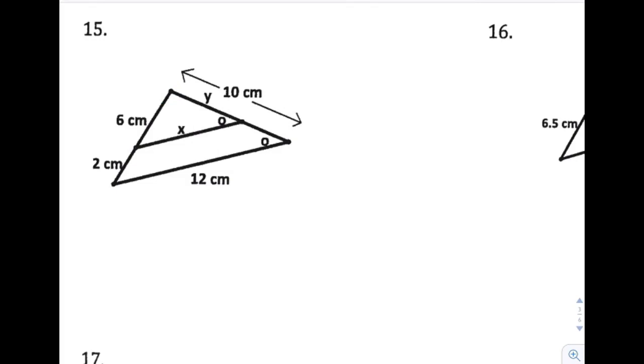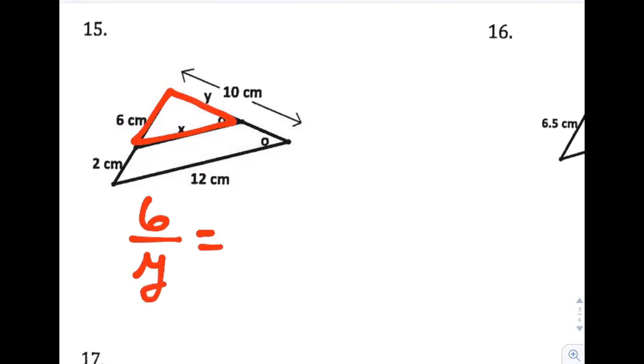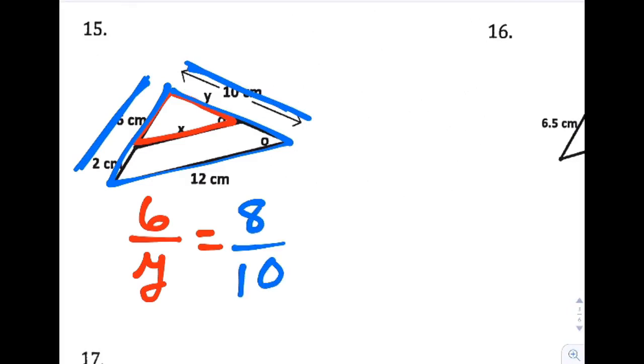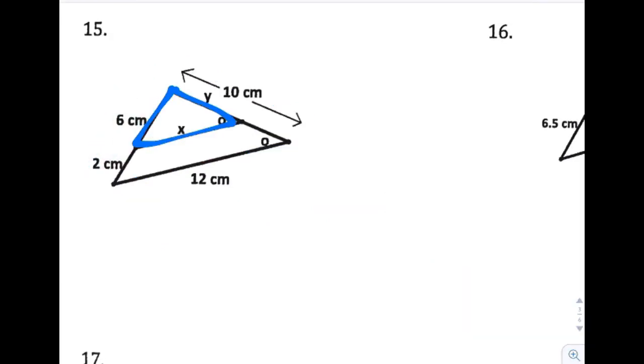So if you look at the smaller triangle, you have 6 over y. And then if you look at the bigger triangle, you have 8 over 10. So if I cross multiply, you get 8y equals 60. Divide by 8 and you get 7.5 for y. Remember to redraw both triangles when you're doing that, and the key is to make sure you understand that that whole side is 8. So I erased everything and I'm going to solve for x now.